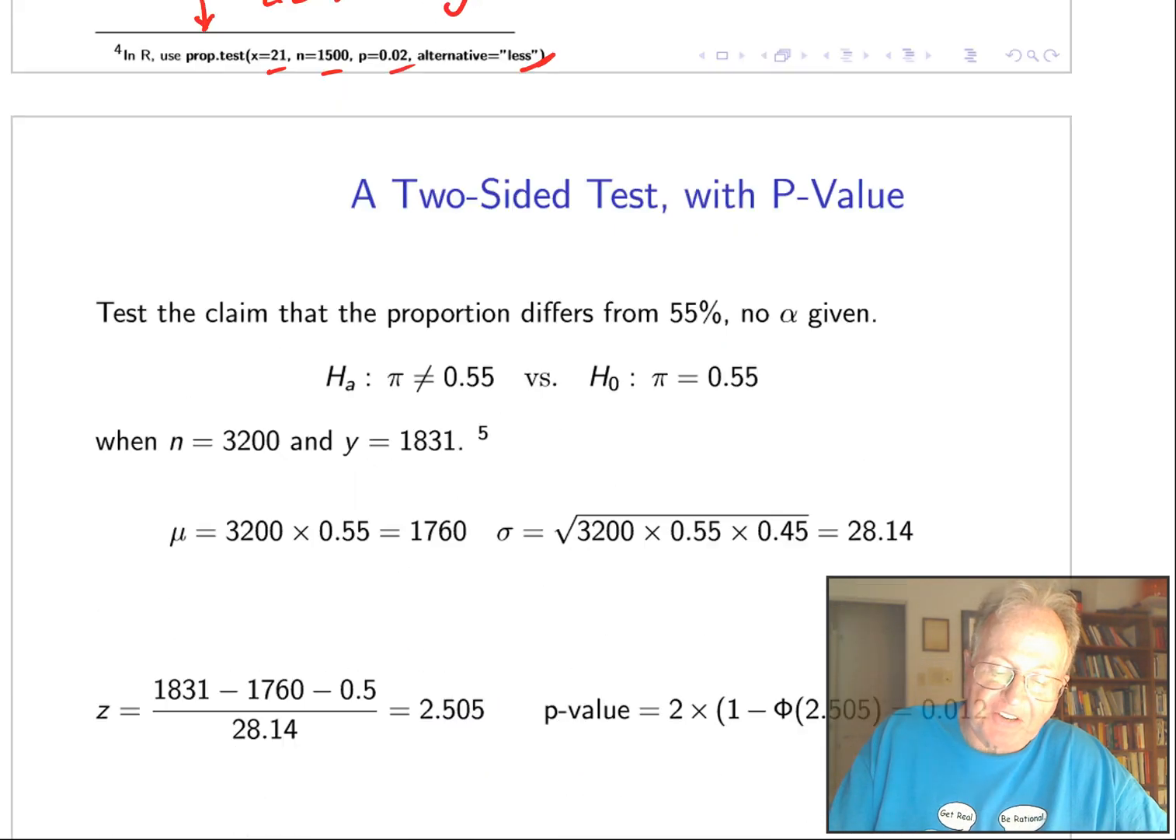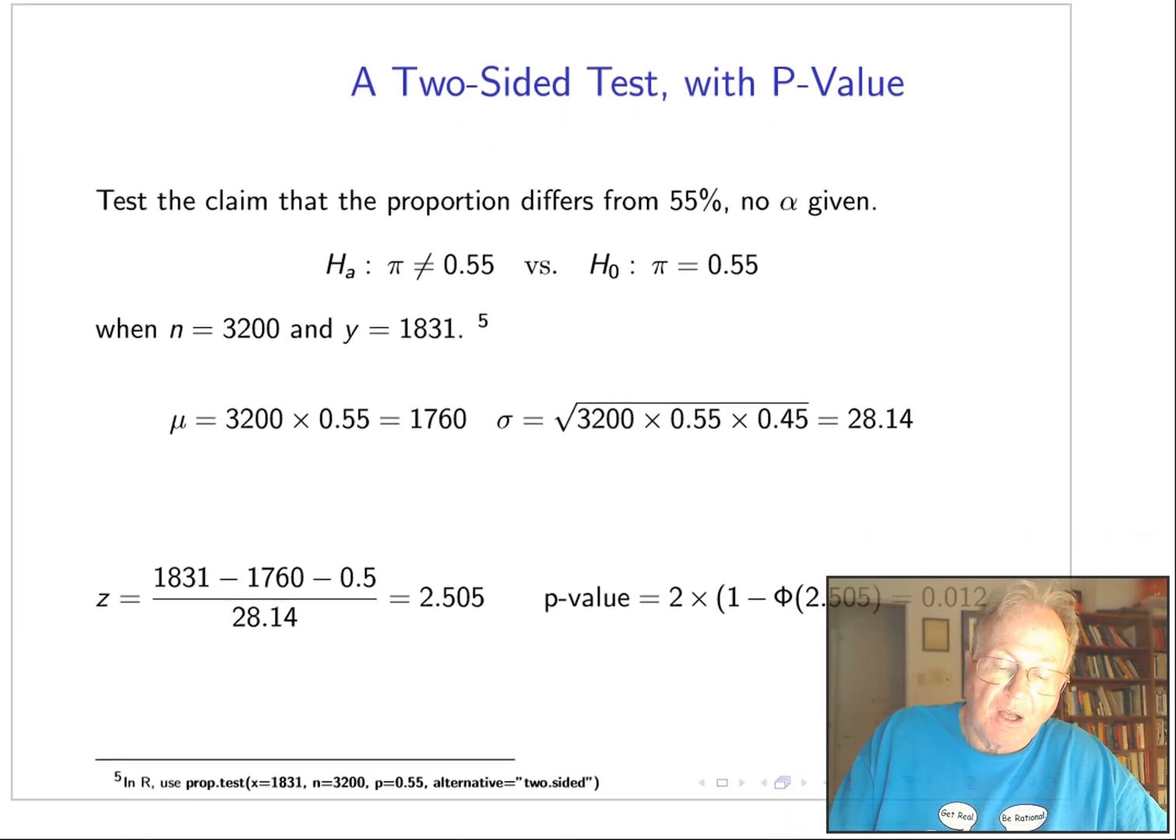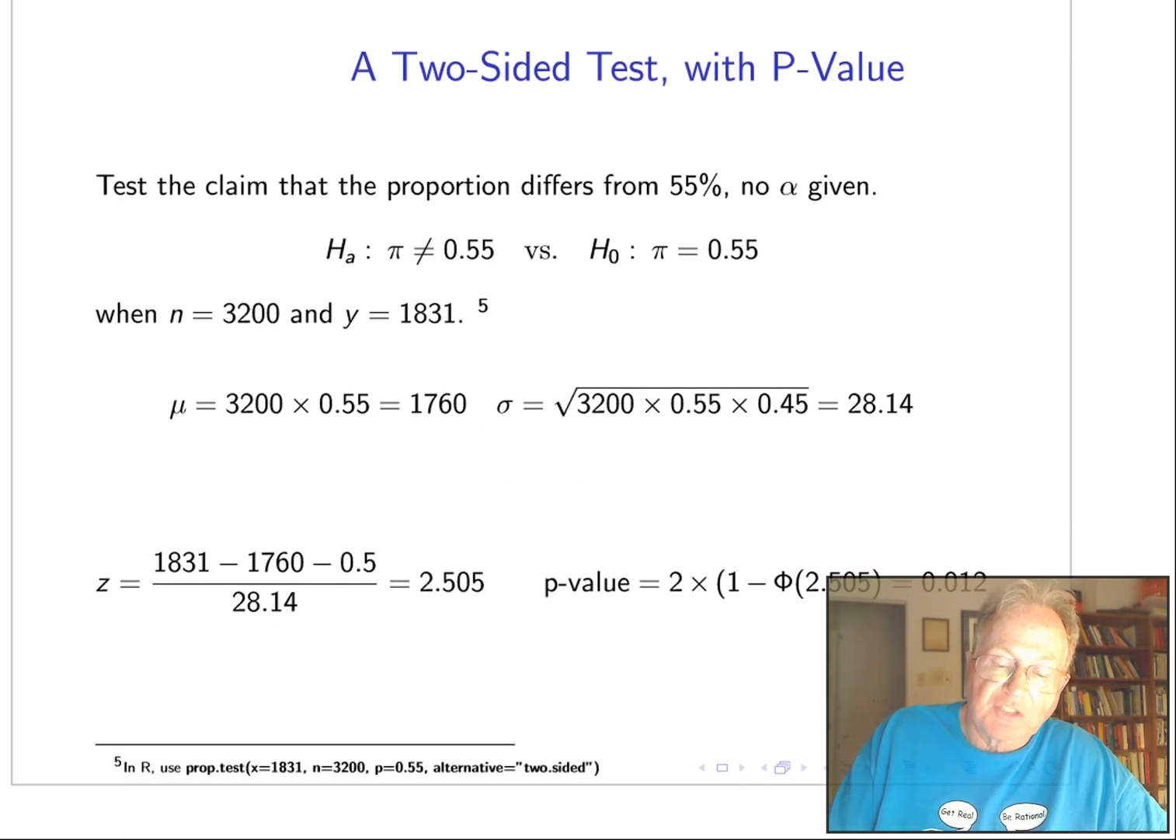What about a two-sided test? Let's do a two-sided test with no critical values, and so we'll just look at the p-value. We're going to claim that our proportion differs from 55% without any alpha specified. So the research hypothesis is the proportion's not 0.55 versus the null, that it is 0.55. Sample size of 3,200, and the number of successes is 1831.